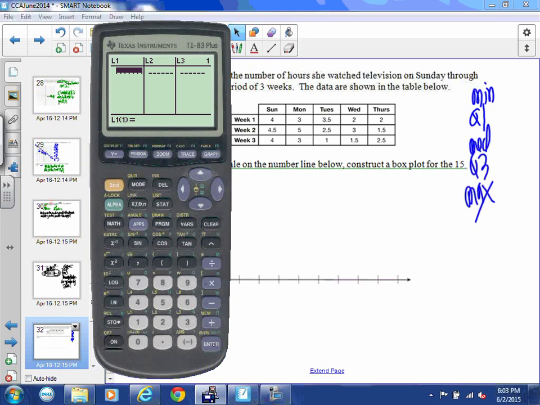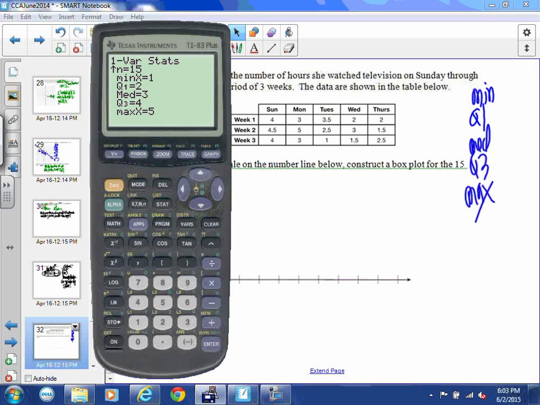I'm going to type in 4, 4.5, 4, 3, 5, 3, 3.5, 2.5, 1, 2, 3, 1.5, and 2, 1.5, 2.5. This is a question that you must be able to do. It's not difficult as long as you practice it. Stat calc, one variable statistics, just like we did before. Scroll down to the bottom, that's where you get all your stuff.